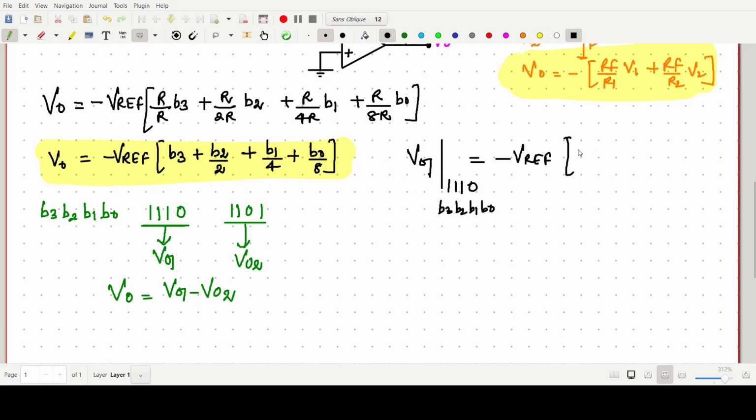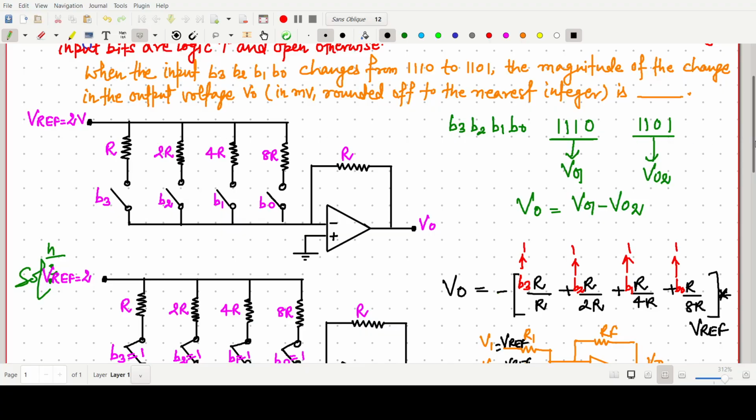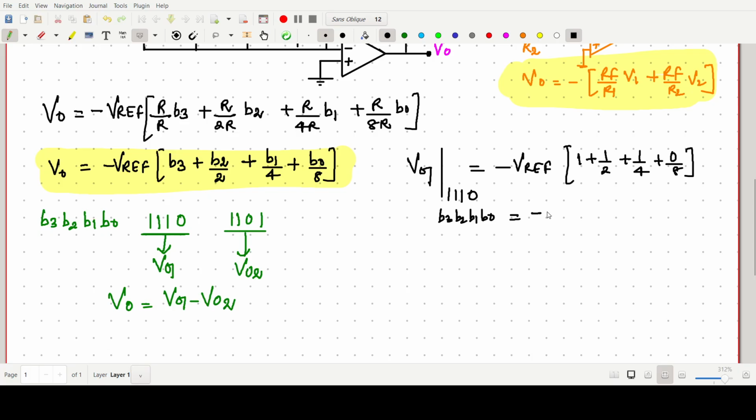B3 is 1, so we can write 1 plus 1 by 2 plus 1 by 4 plus 0 by 8. And minus V ref we know already, it is given 2 volt. So directly we can write this one is our minus 2 volt. No need to write the unit: 1 plus 0.5 plus 0.25. If we calculate, minus 2 into 1.75, then it should be minus 3.5 volt.